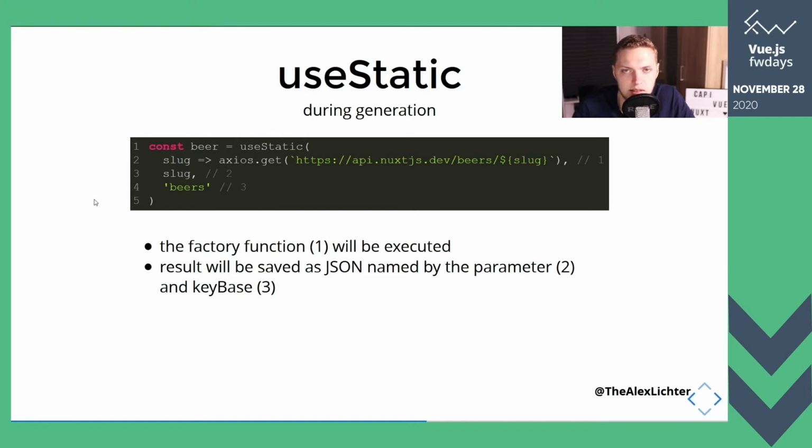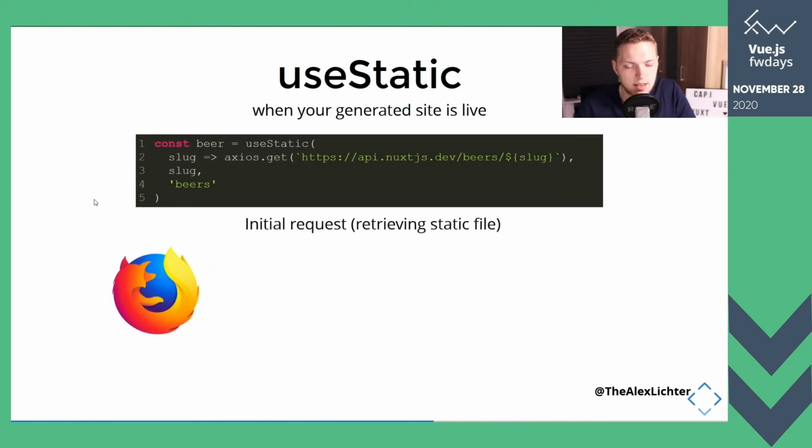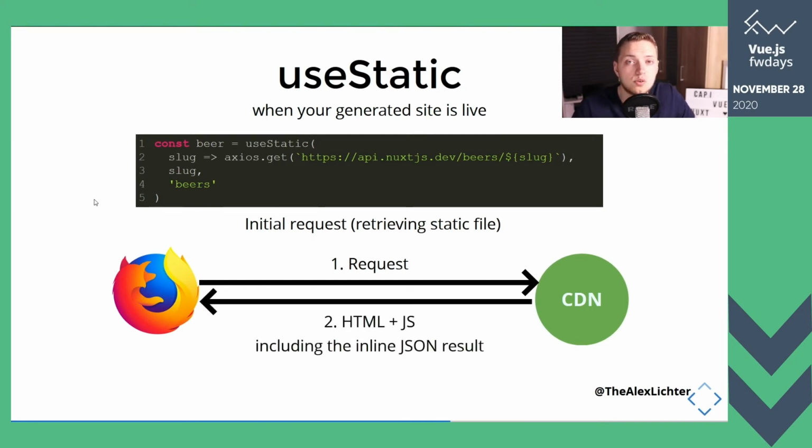So this is why I say it's similar to Fwdays, or to what happens during Fwdays. So the state will be saved, or the result will be saved. So saying the slug would be Sternburg, then the file will be saved under /static/bs-sternburg.json in your dist folder. So this means you don't have to call an API when the site is running, right? And we'll check that out. When your generated site is live now, and you have the code, what is happening on the initial request? Well, on the initial request, your CDN responds with some HTML and JS, and it includes the JSON result inlined already. So you don't have to fetch some JSON.